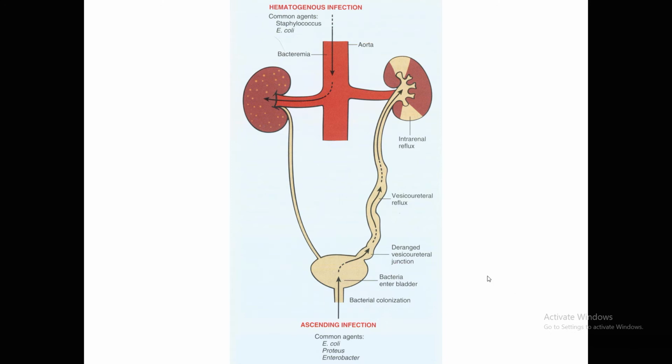Obstructions may be produced by stones, prostatic hyperplasia, even pregnancy in women. Catheterization, especially long-term catheterization of the urinary system, also may contribute to the infection. The clinical manifestations will depend on whether the infection involves the lower, the bladder, or upper, the kidney urinary tract, or whether the infection is acute or chronic.